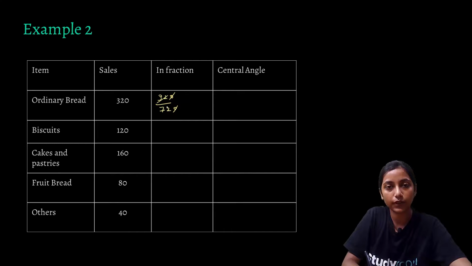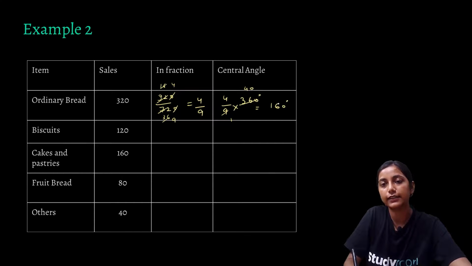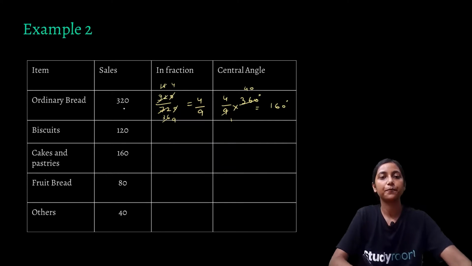Divided by 2, okay. So divided by 4. The answer is 4 by 9. So the angle will be 4 by 9 of 360 degrees. Dividing it by 9, you will get 160 degrees. So 160 degrees for ordinary bread.